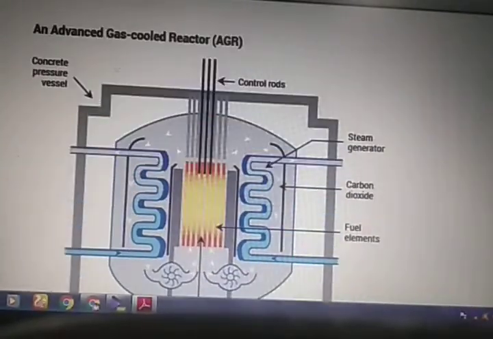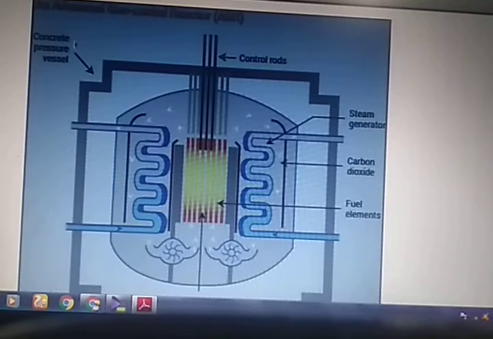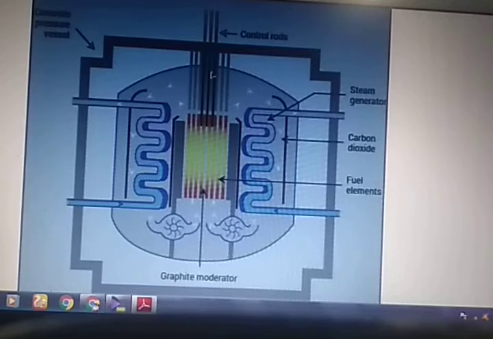The design of the advanced gas cooled reactor is given in this diagram. See, this is the concrete outside fence to make it safe from the nuclear hazard, such as alpha, beta and gamma radiation. This is a graphite rod, the core of the nuclear reactor where the fission process takes place. These are the steam generator rods. Steam goes through it.